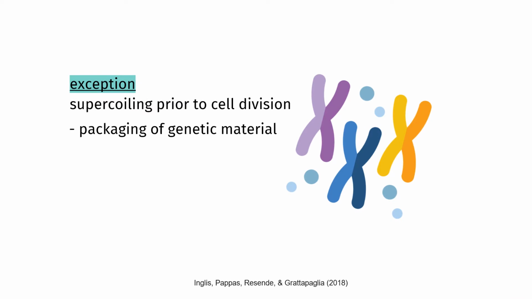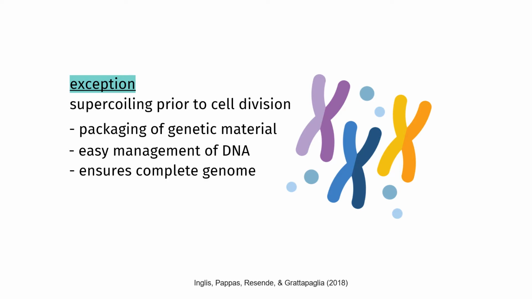This packaging of genetic material into cells via supercoiling is an important feat in order for DNA to be managed easier during cell division, which involves the segregation of DNA into daughter cells. This ensures that the complete genome will be present in the daughter cells. Moreover, DNA supercoiling inhibits DNA knotting, which interferes with the normal functioning of the DNA and may be detrimental to biological functionality.